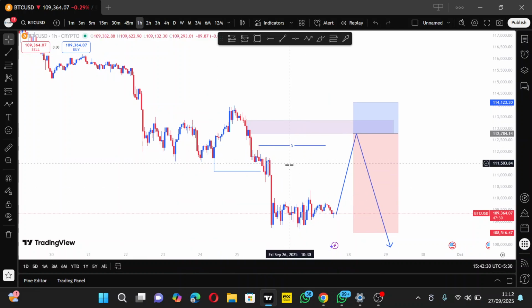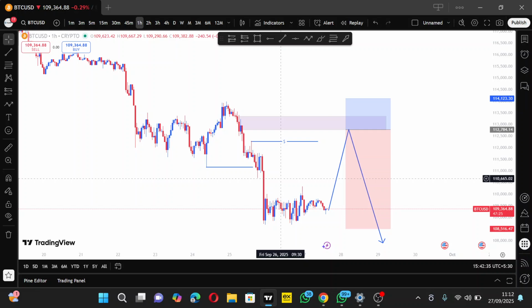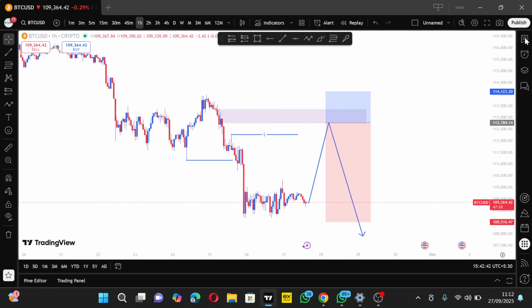Sellers, they are still in control. Buyers are weak, sellers are still in control. So you need to be smart. So I'm expecting sales for BTC USD.